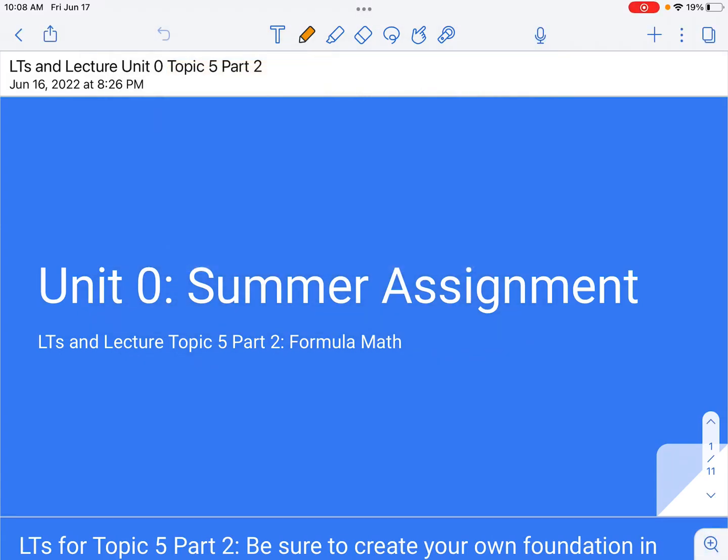Welcome to the second lecture in topic 5. This is all about chemical formulas and the math of chemical formulas. So it's mostly empirical and molecular formulas and how to use elemental analysis or combustion analysis to determine empirical and molecular formulas and in other ways. So this is not stoichiometry of reactions. This is simply about one substance at this point.